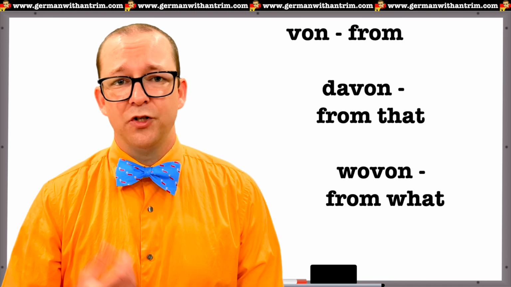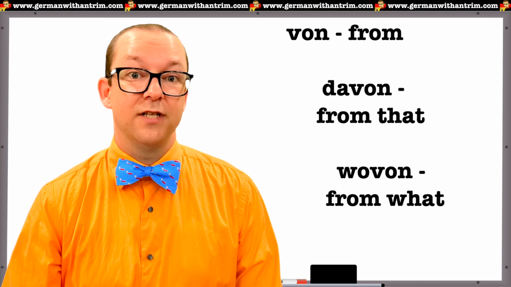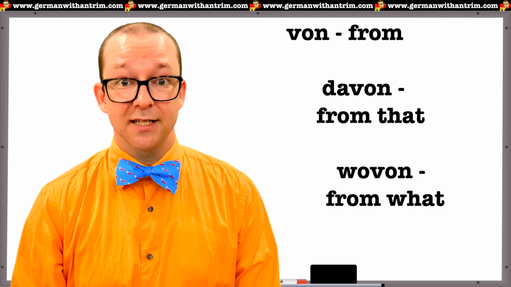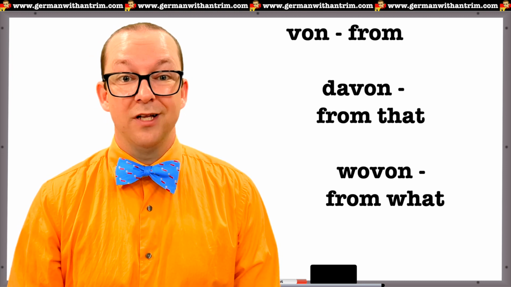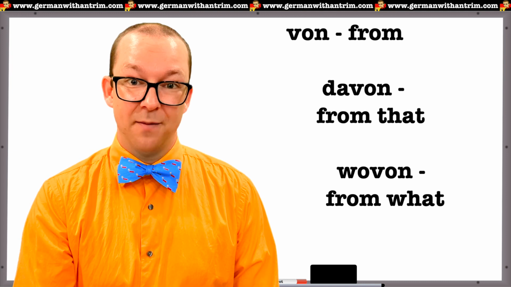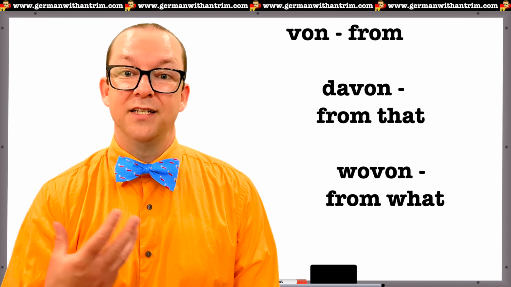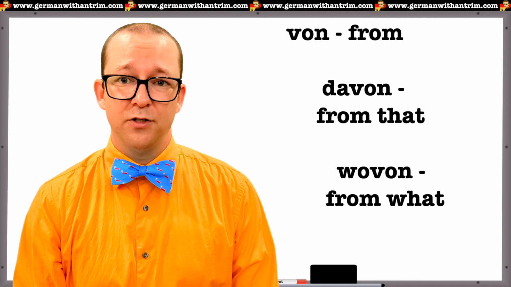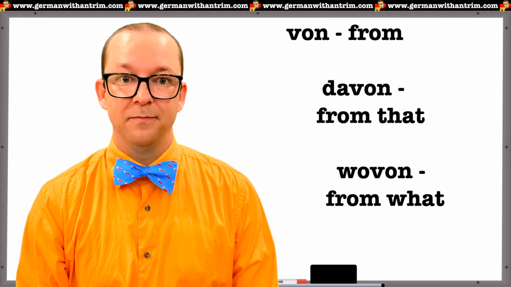I mentioned the preposition von earlier when talking about aus, as they are very similar in their translations into English. While aus is generally meaning something that was once inside of something else, von is a more generalized from. Here are a few examples of how to use davon and wovon.